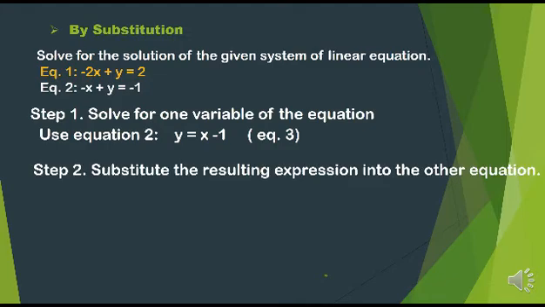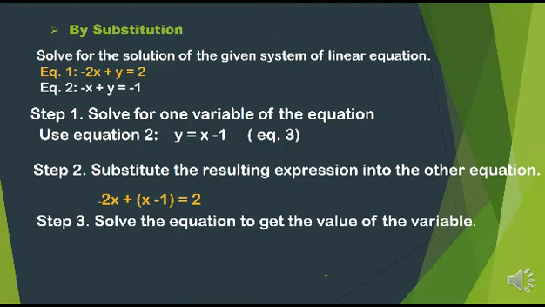Step 2, substitute the resulting expression into the other equation. We substitute y equals x minus 1: negative 2x plus the value of y, which is x minus 1, equals 2. Then step 3, solve the equation to get the value of the variable. Negative 2x plus x equals 2 plus 1, then negative x is equal to 3. So the value of x is equal to negative 3.